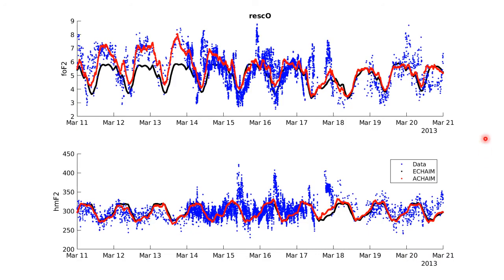Next up would be 2013. This is just a quick plot of foF2 and hmF2 from the Resolute ionosonde, which was not assimilated and has no nearby ionosondes to provide information on the vertical structure of the ionosphere. And you can see the assimilation system in red, the ionosonde in blue, and black is the background model.